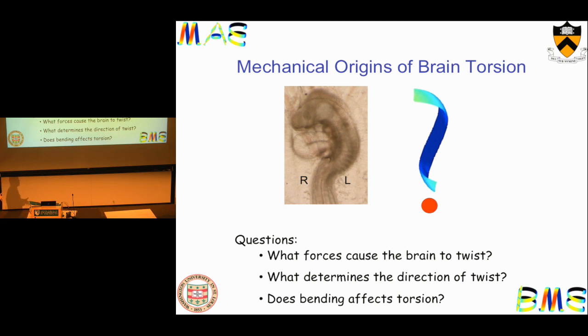So here are the questions we're trying to address. What forces cause the brain to twist? What determines the direction of twist? And does bending affect torsion?